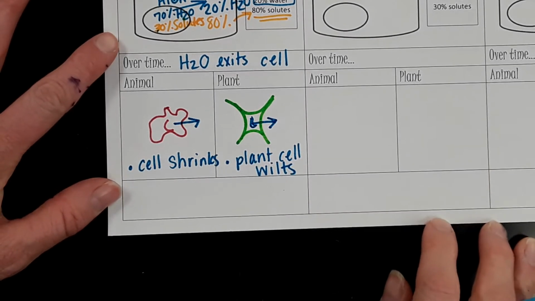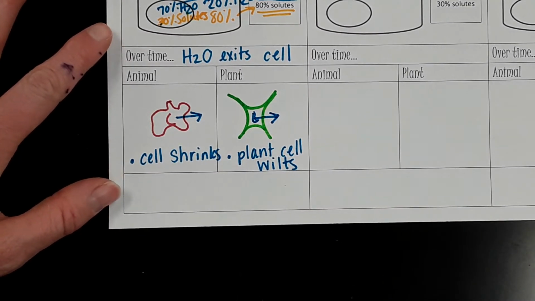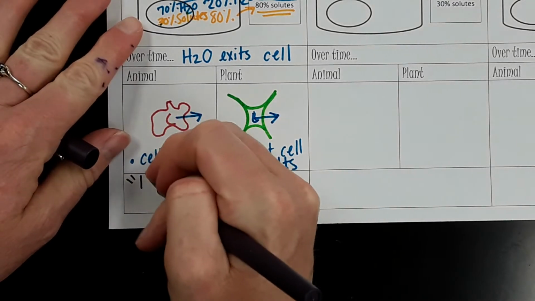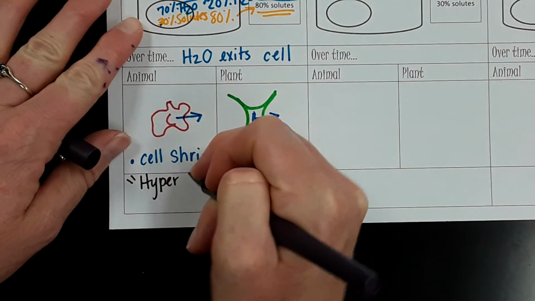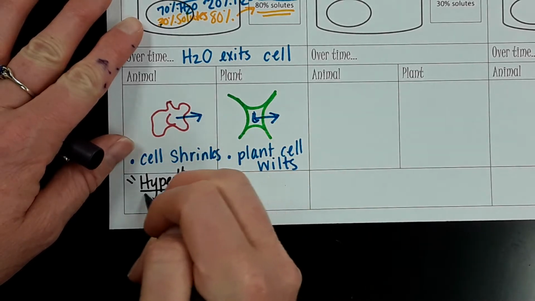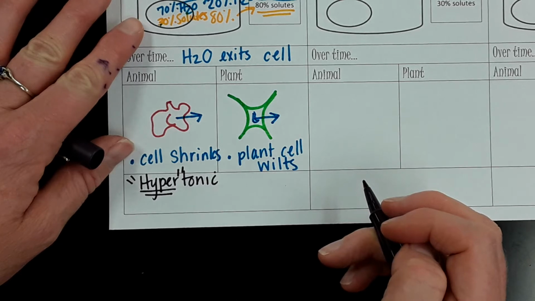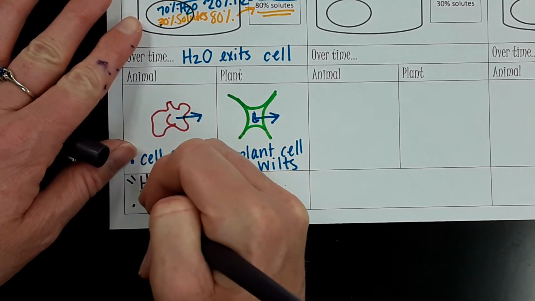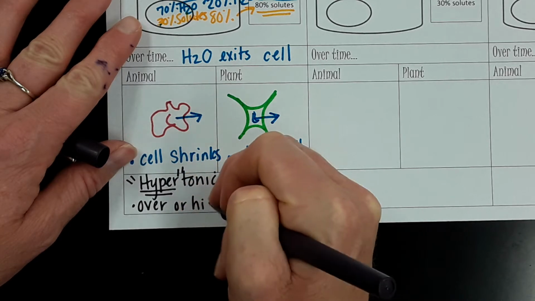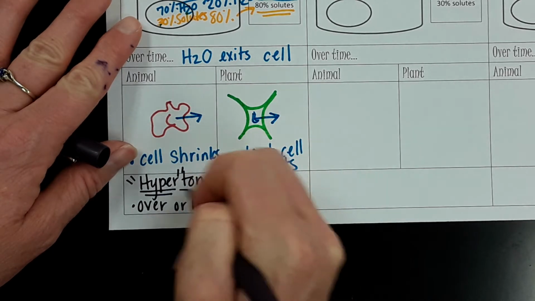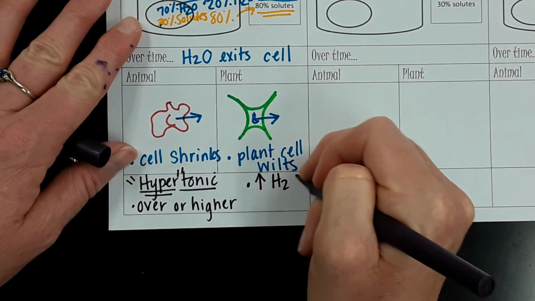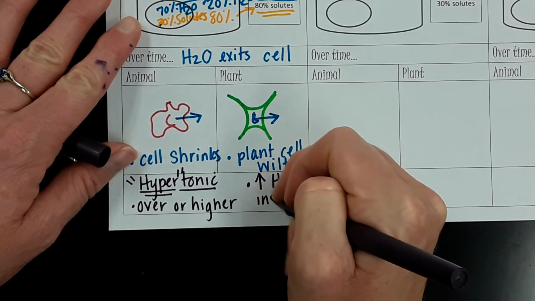For this solution, we say that a solution like this is hypertonic. This is referred to as a hypertonic solution. The prefix hyper in hypertonic means over or higher. And in this scenario, the hypertonic solution, we have a higher water concentration inside the cell.